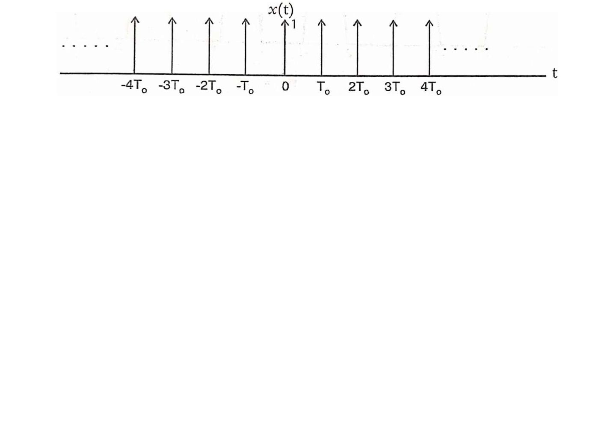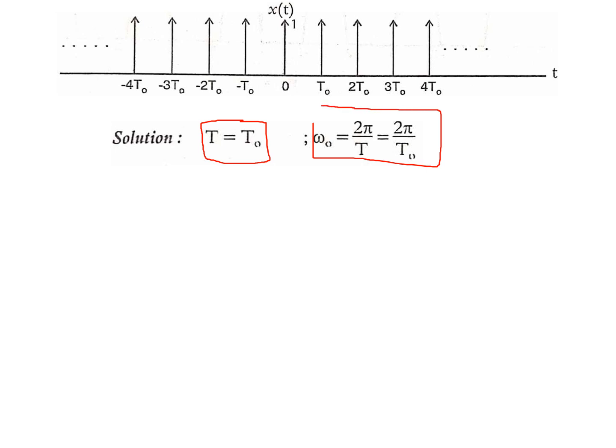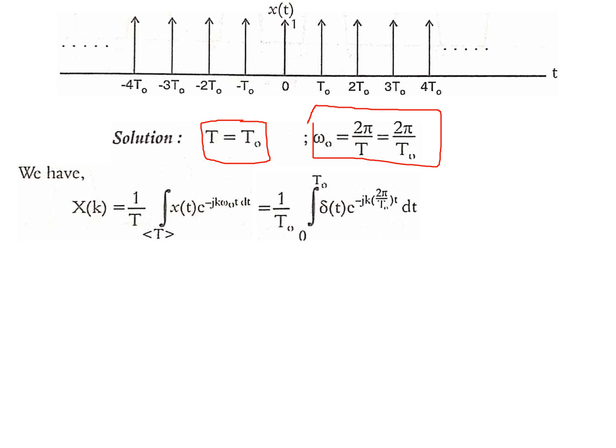This is what the given signal is. So this is the time period. As I told you, the time period is t naught seconds, the time between the two pulses, and therefore the fundamental frequency is always important in case of Fourier series. Fundamental frequency omega naught is equal to 2 pi by t, that is 2 pi by t naught. Using this, let us find the spectrum. X of k is equal to 1 by t integration x of t e power of minus j k omega naught t. This is the formula for Fourier series coefficients.